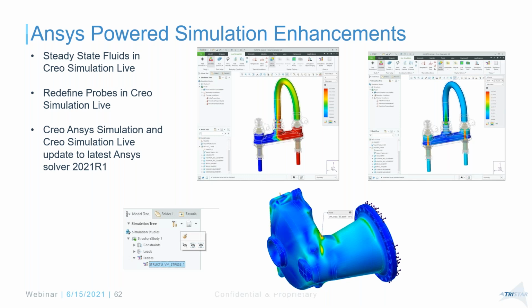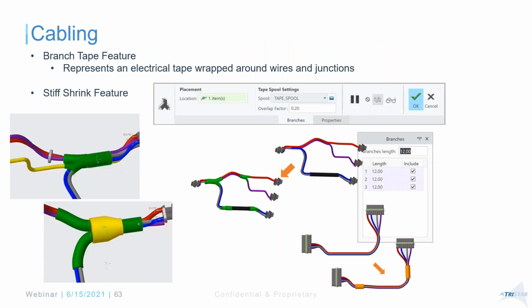And moving on to Creo Simulation Live, if you currently use a Creo Simulation Live Plus license and use Fluids, it used to always be a transient analysis, and now steady state Fluids is the default. So it's a little quicker. You can still have the option to switch it back to transient as a function of time. So a couple of enhancements on the ANSYS solutions there.